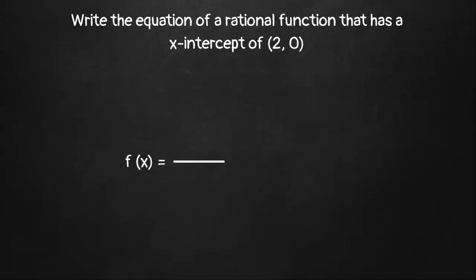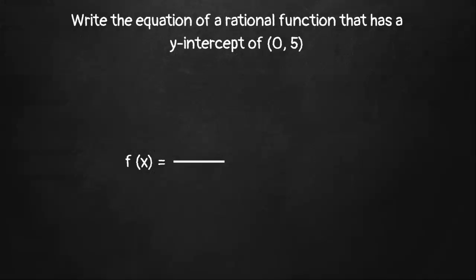In this function, we want an x-intercept of 2. So we have to make sure that our numerator has some expression that's going to get me 2. So I could do x minus 2, for example. You could have anything else in the denominator, like an expression, x minus 1, or you could have a number like 7. As long as we're focused on that numerator getting us an x-intercept of 2.